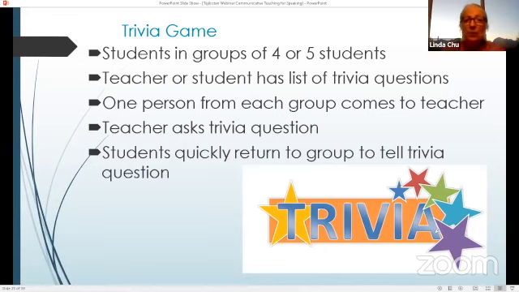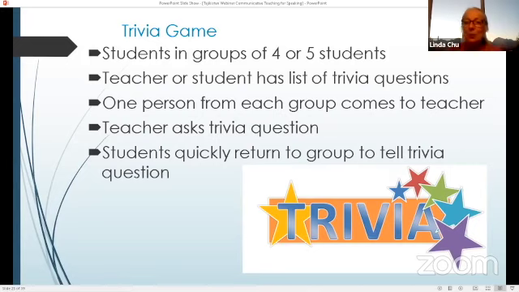So I would put students in groups of 4 or 5 students, depending on how many you have in your class. And then as the teacher, I have a list of trivia questions and I have the answers. So I'm going to use that to ask questions. But I tell the students to be as quiet as possible when you're discussing the answers, because you don't want the neighboring group to hear your answers. One person from each group is going to come up. So I would call one person from each group to come up to the front.